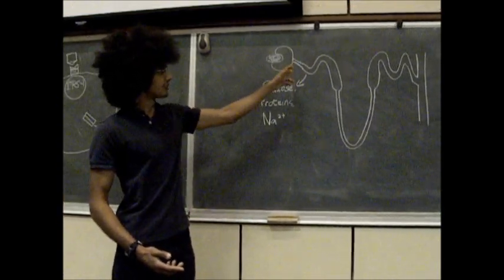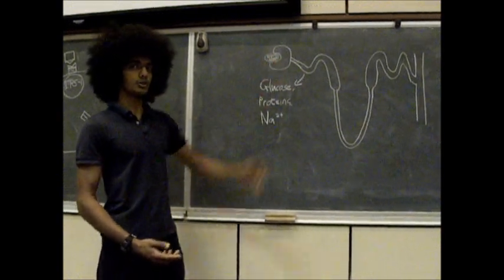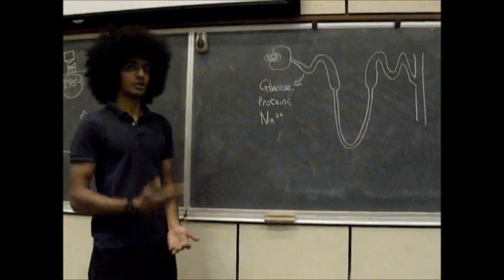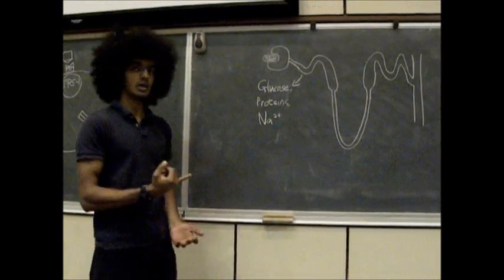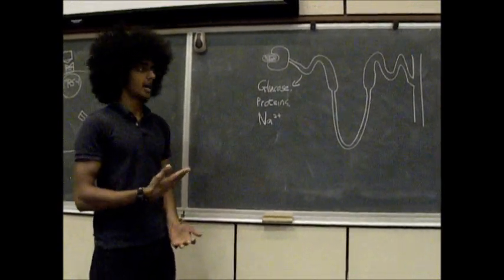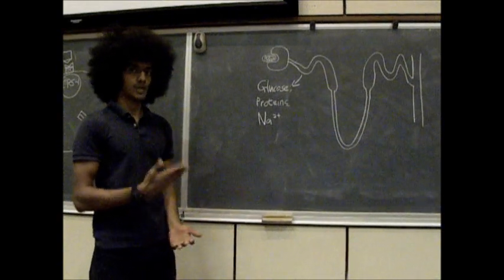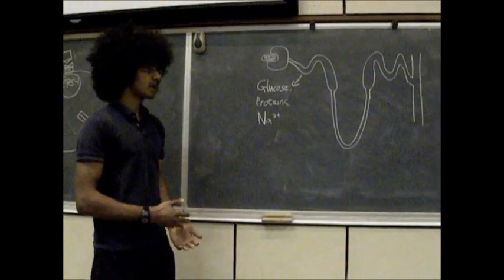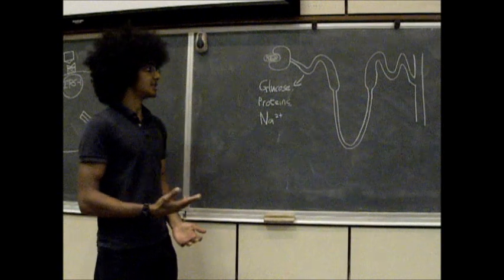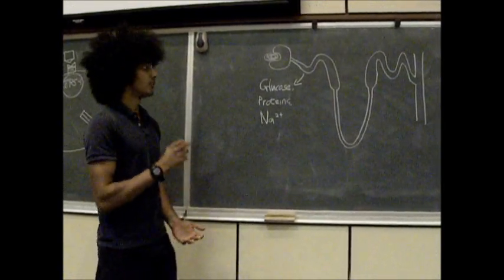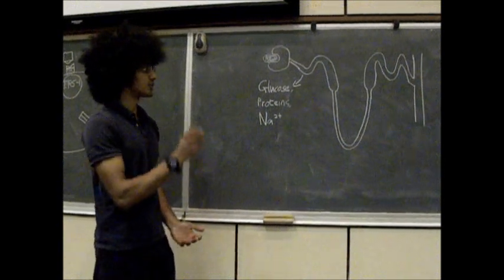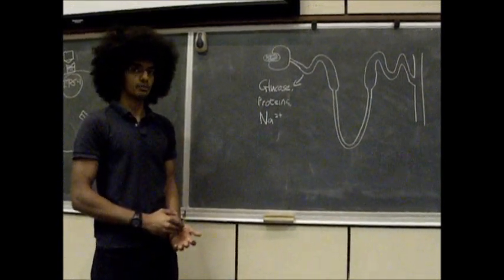In the first part of your nephron, your proximal convoluted tubule, you're going to have active reabsorption of all your major solutes, so your cations, your anions, your proteins, and all your glucose, ideally. However, in the case of diabetes mellitus, you're going to have a high concentration of glucose in the blood, and therefore a high concentration of glucose in your proximal convoluted tubule.